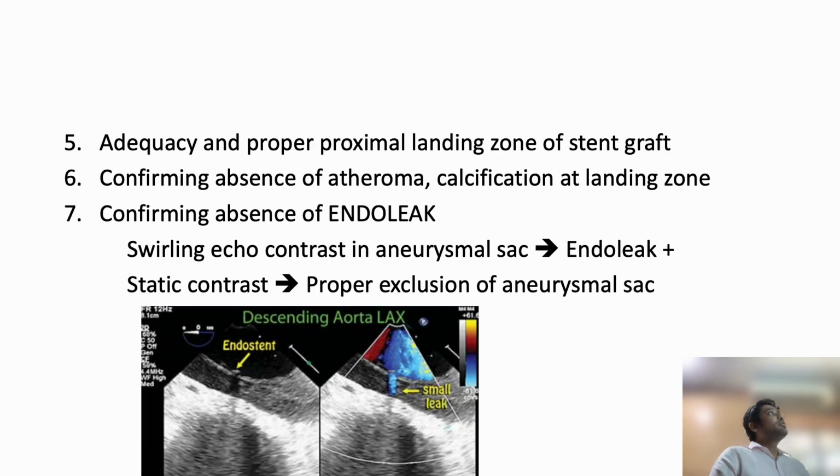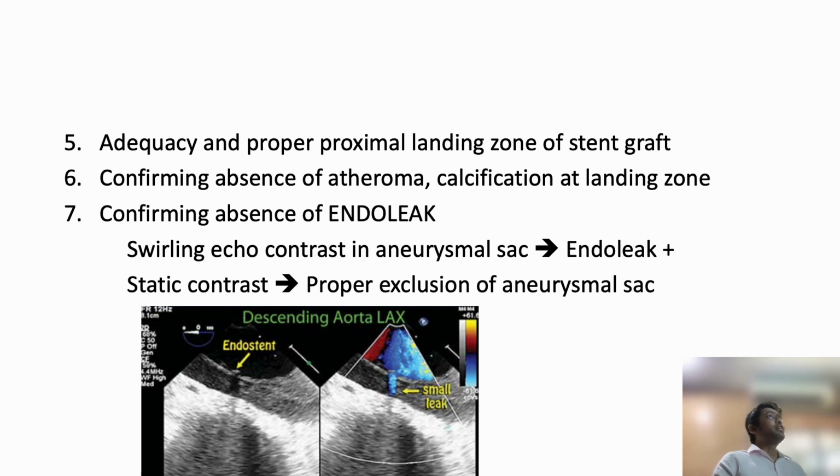Okay. Now, adequacy of the proper landing zone of the stent graft, confirming absence of atheroma and calcification at the landing zone, and confirming absence of endoleak. Endoleak means that there is a leak between your stent and the true sac. So if you see swirling echo contrast in the aneurysmal sac, that means endoleak is there. But if there is static contrast, the contrast is not moving, that means there is proper exclusion of the aneurysmal sac.